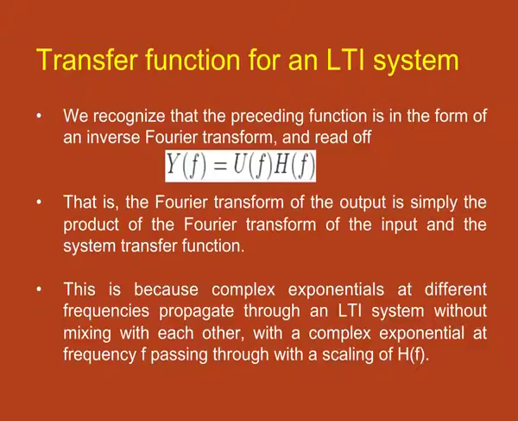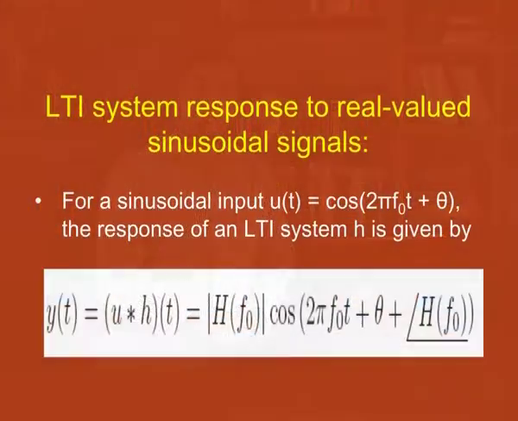This transfer function we are now going to use to describe what kind of distortions can be expected when a signal passes through an LTI system. To start with, we will consider a real valued sinusoidal input, u(t). This is the example we considered in the previous lecture, where we computed the output response for this sinusoidal signal for a transfer function given by H(f).